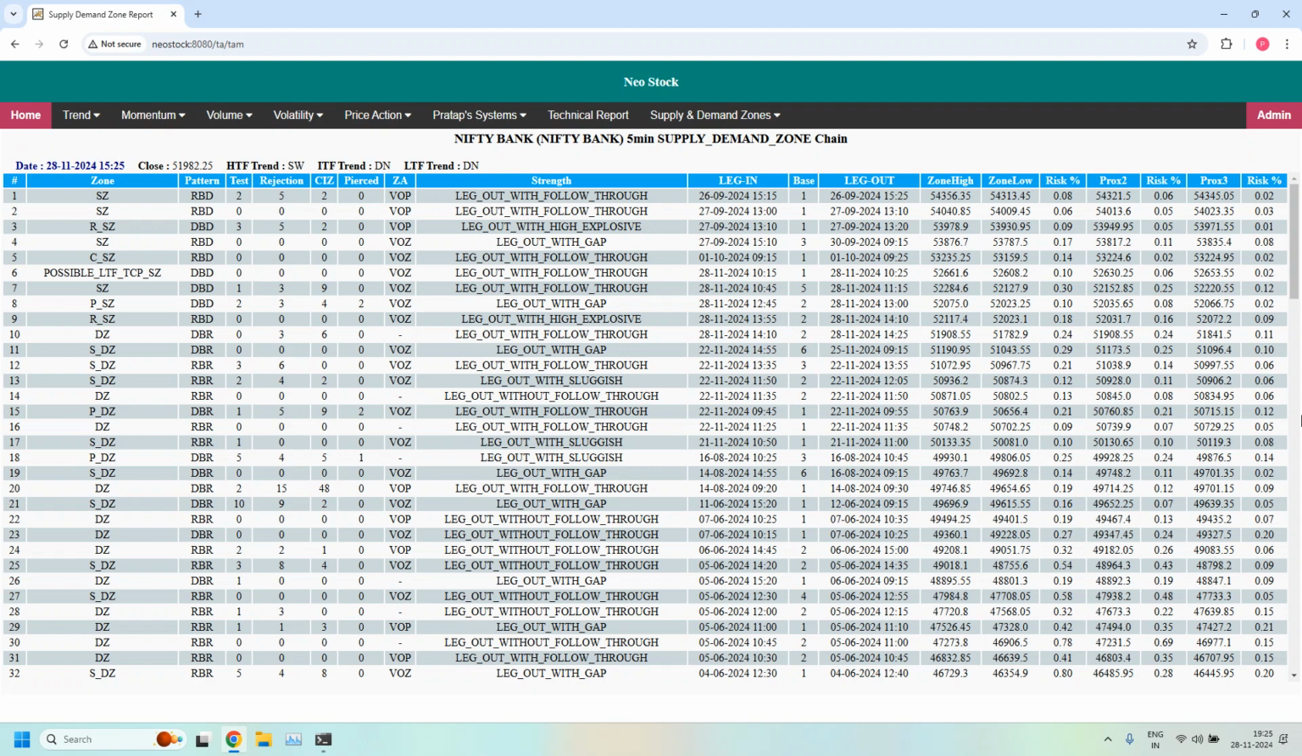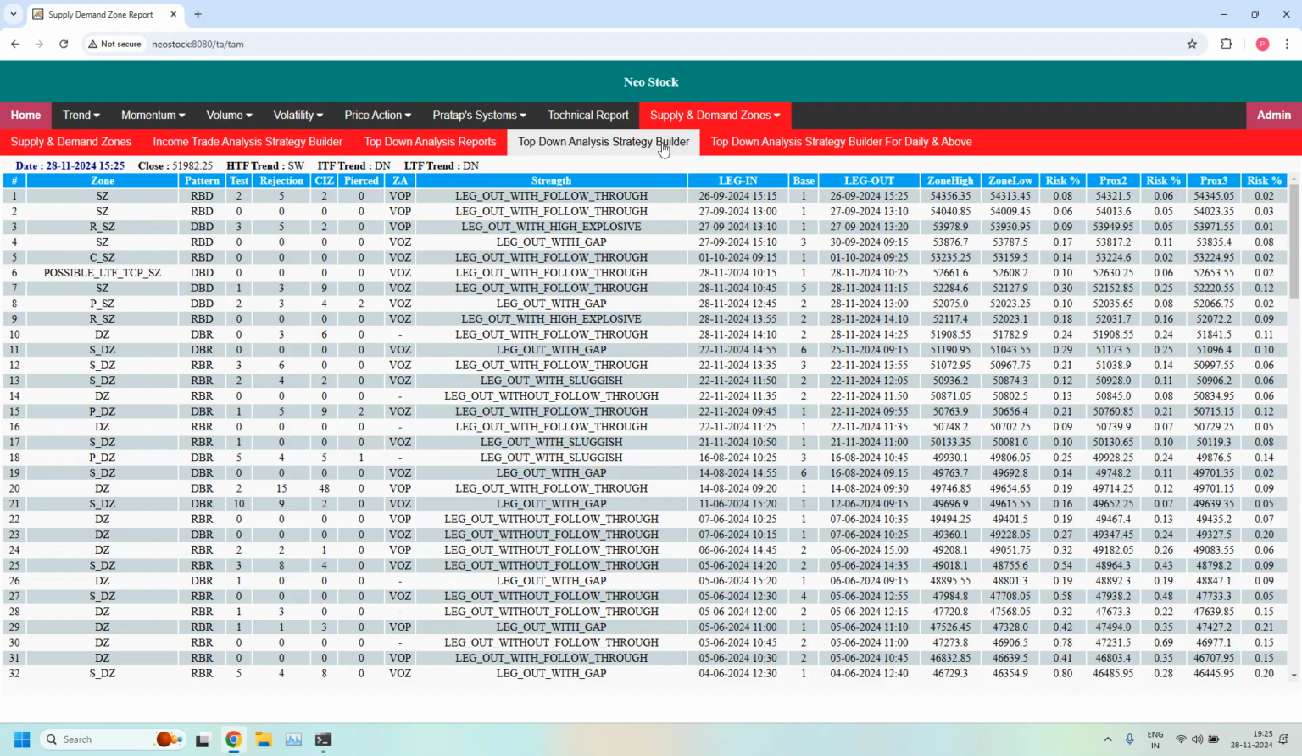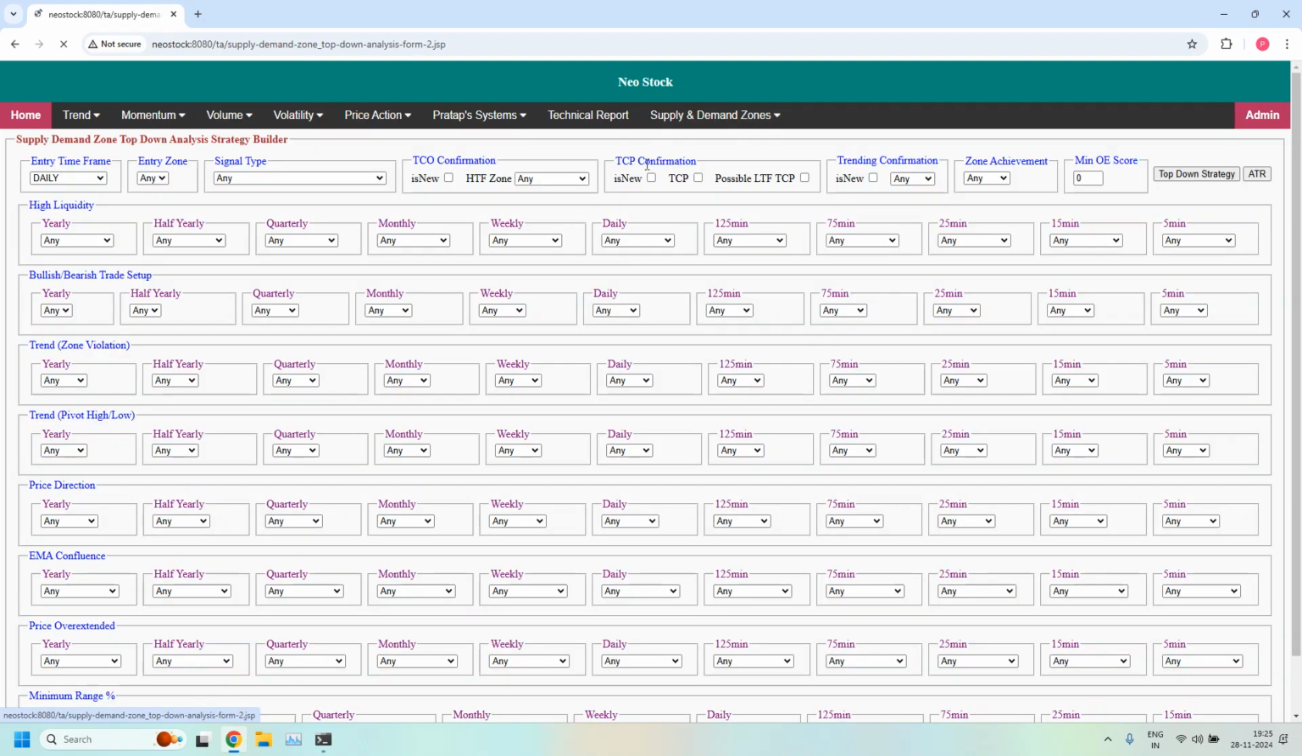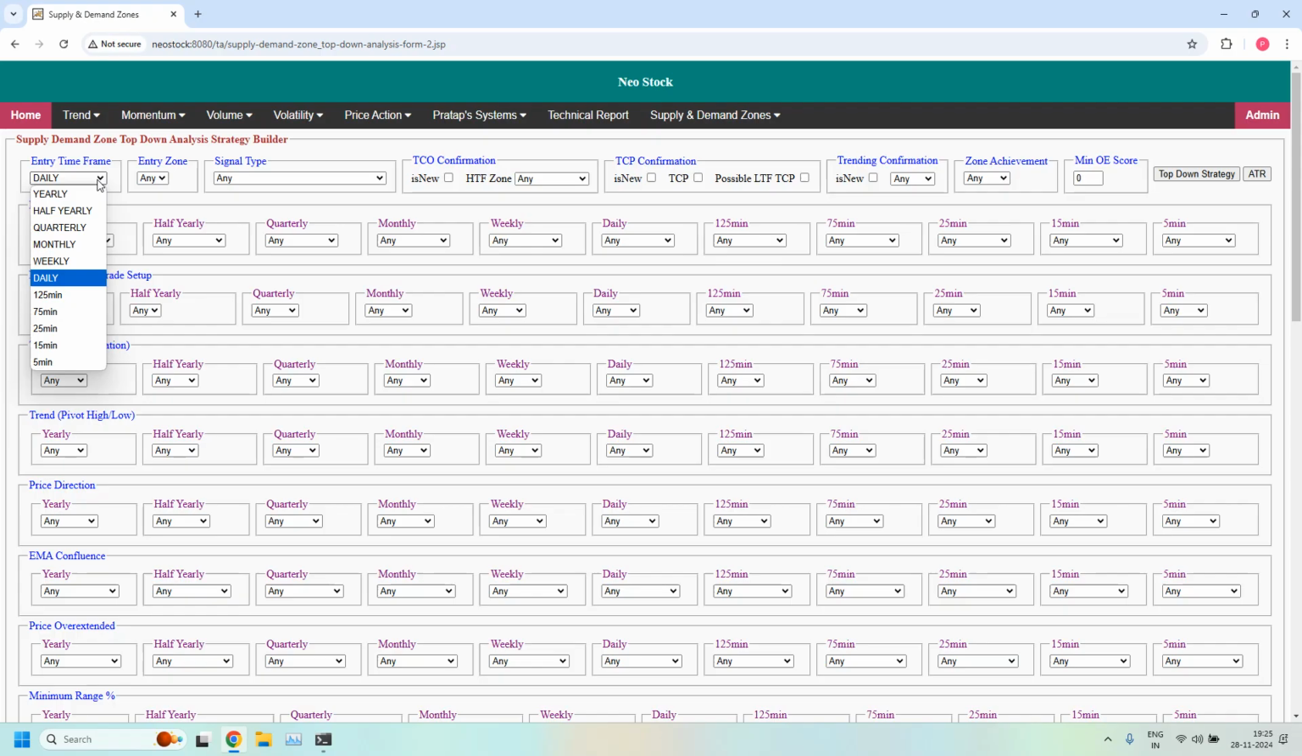So this is a Bank Nifty supply demand zone chain. We have completed both Nifty and Bank Nifty. And next, let us look for bullish and bearish trade setups for monthly, weekly and daily income trades. Let's start with monthly income trade bullish trade setup. Entry time frame is daily. Entry zone should be demand zone. In bullish or bearish trade setup at entry time frame daily, I am selecting bullish.